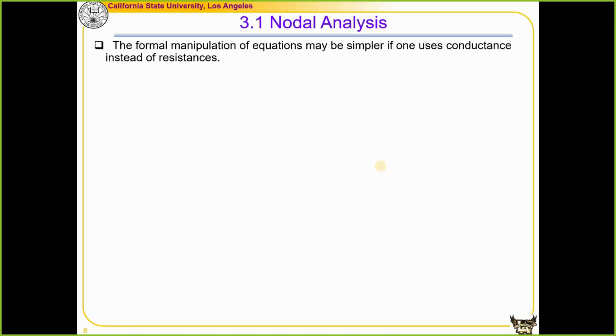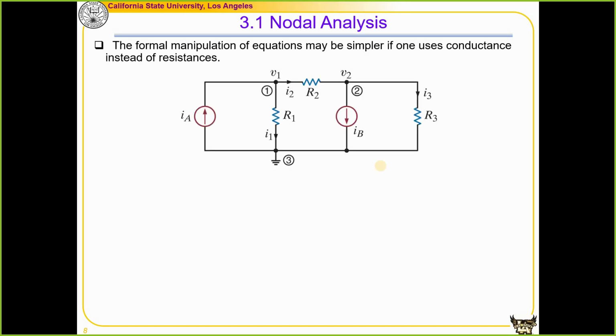And we also learned from chapter 2 that Ohm's law has two different forms. You can write it using resistance, or you can also write it by using conductance. In the conductance form, Ohm's law tells us that current I is equal to the conductance times voltage. Let's look at this example. If we use the conductance to write the equation, in this example we select node 3 as the reference node. Then we label all the nodal voltages, V1 and V2.